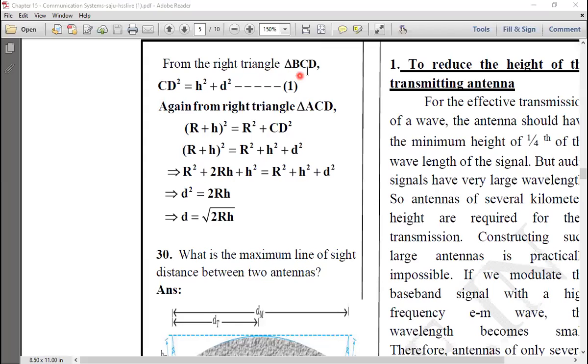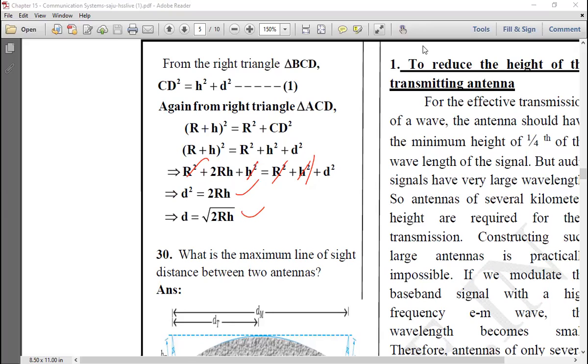Now you see, from the right angle triangle, CD square is equal to h square plus d square, and this CD square is nothing but (r plus h) whole square, which is equal to r square plus CD square. Just expand this and cancel whatever is the same, and you get d square equal to 2rh. The h square and r square get cancelled, and then d square is equal to 2rh, which means d is equal to under root 2rh.